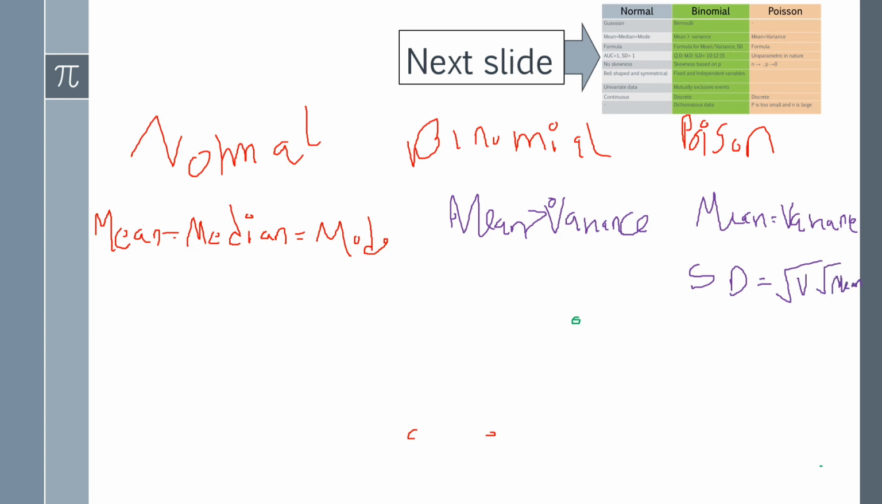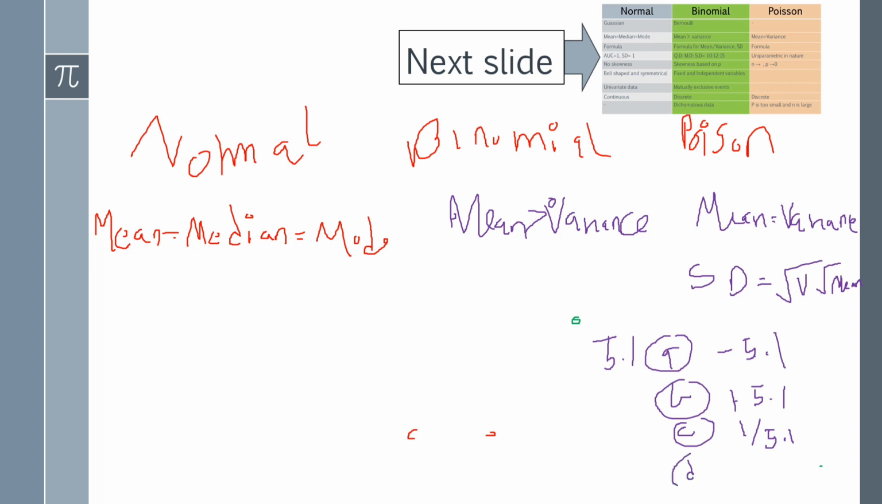This question appeared in the year 2023 Biostatistics and Research Methodology. The question was: if the mean in a Poisson's distribution is 5.1, what will be its standard deviation? The four options were minus 5.1, plus 5.1, 1 upon 5.1, and square root of 5.1. In the comment section, write down the correct answer. Is it A, B, C, or D? The mean is 5.1. You have to find the standard deviation.